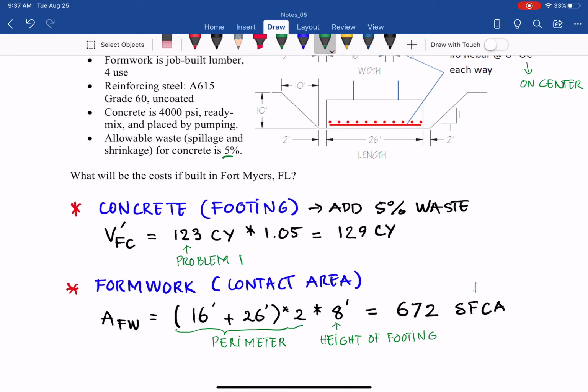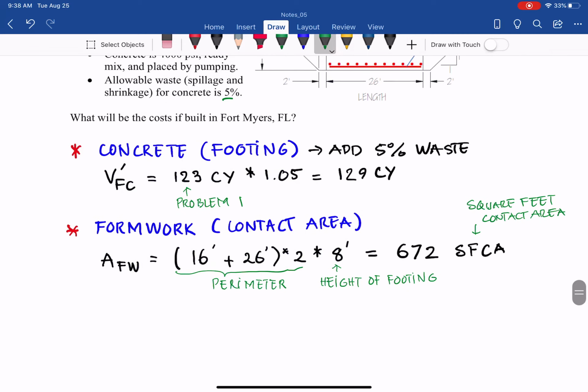So that stands for square feet contact area. It only considers the contact with the concrete that matters. So that is the formwork.